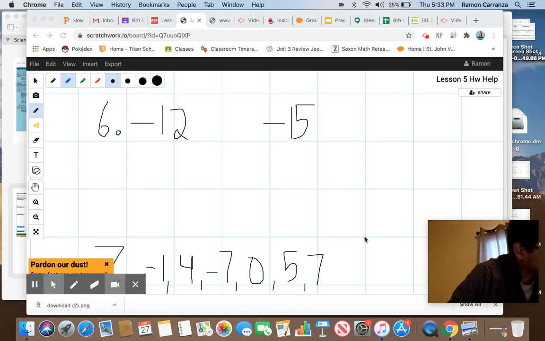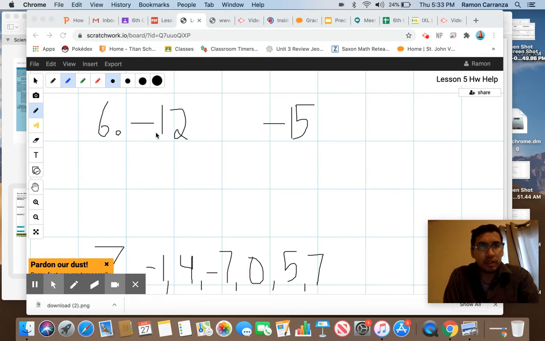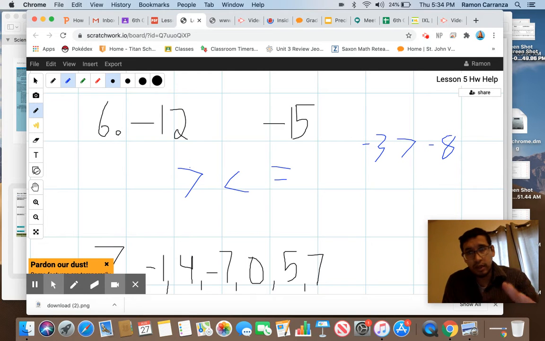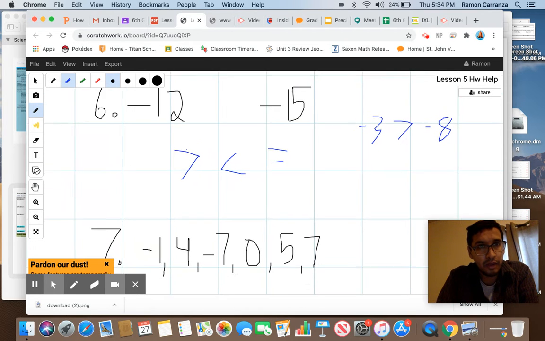For number 6, you want to compare these two numbers, right? So again, we're going to be using either greater than, less than, or equal to. Now, keep in mind that with negative values, the larger the absolute value of the number, the smaller value it actually has. So for example, -3 is actually greater than -8 because -3 is closer to 0 than -8 is, which means it's closer to the positive numbers, which means it's closer to having a positive value.